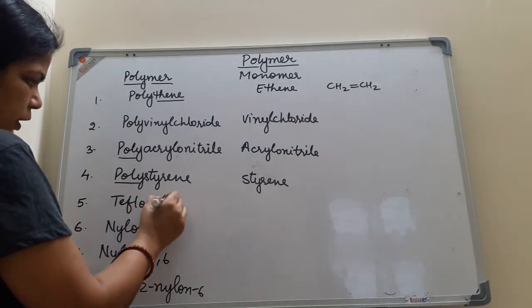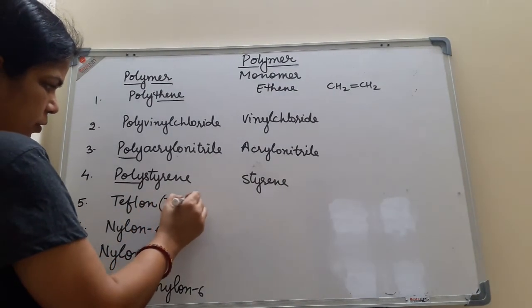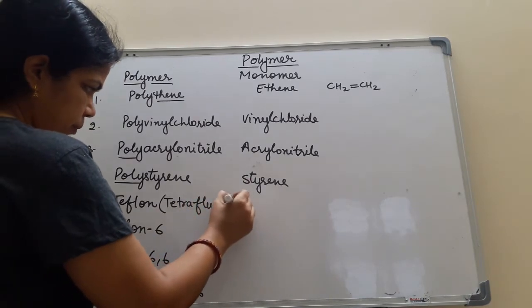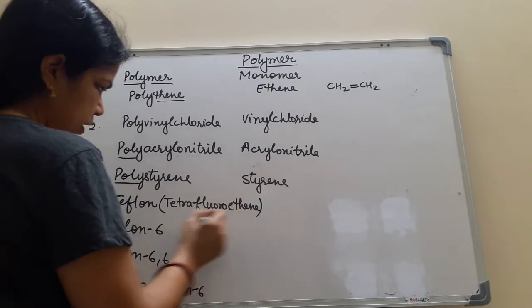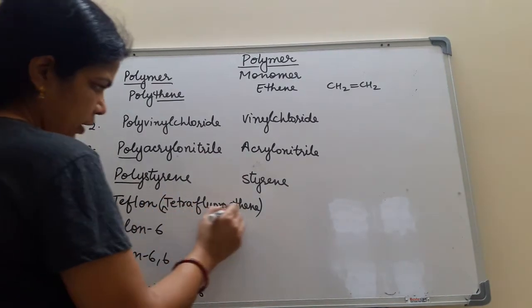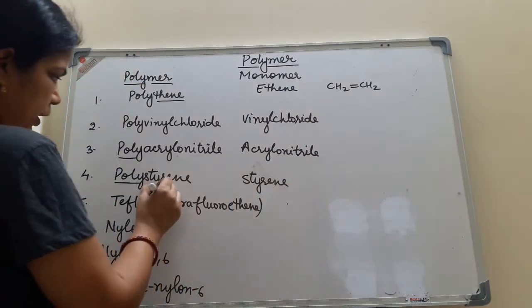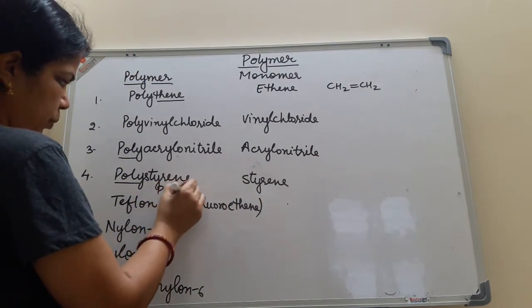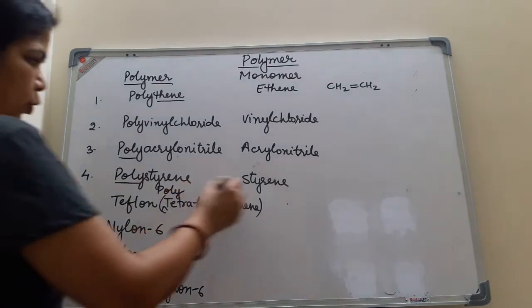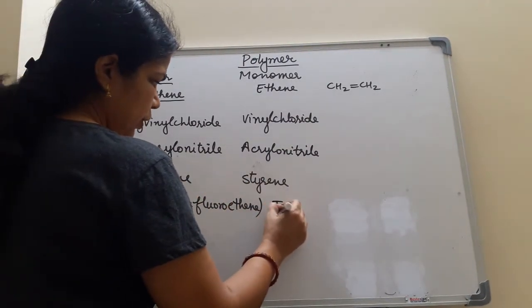Teflon, its full name is tetrafluoroethene. In short, it is called Teflon. So tetrafluoroethene is the monomer, and the polymer's full form is polytetrafluoroethene. So its monomer is this tetrafluoroethene.